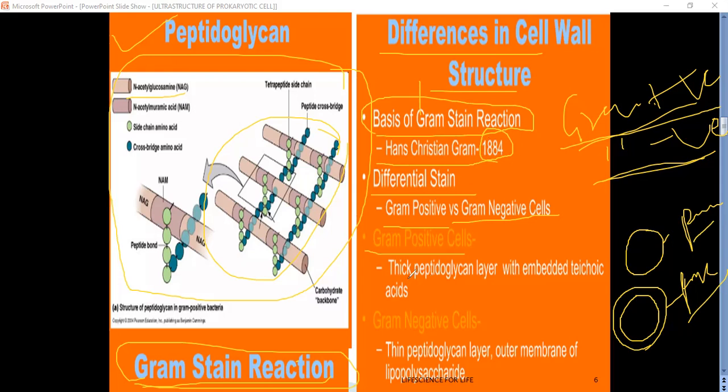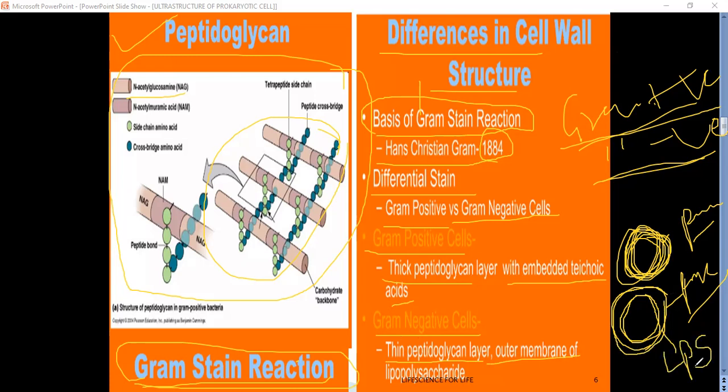Gram positive cells have a thick peptidoglycan layer with embedded teichoic acid. That is, gram positive bacteria have a thick peptidoglycan layer, a dense network of peptidoglycan. Gram negative cells have thin peptidoglycan, that is, a lesser amount of peptidoglycan layer. An outer membrane is present, which is called the capsule, and it is also called the LPS layer, that means lipopolysaccharide layer. I hope that is clear.